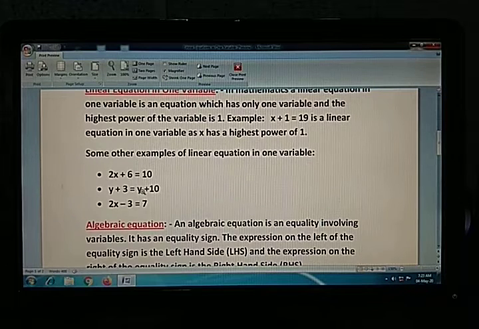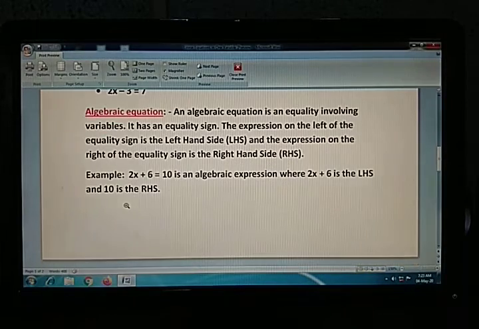But since here the power is the same, that is 1, it is a linear equation. Similarly, it can be applied for different algebraic operations. It is not only addition or subtraction, it can be multiplication, it can be division as well. Clear?